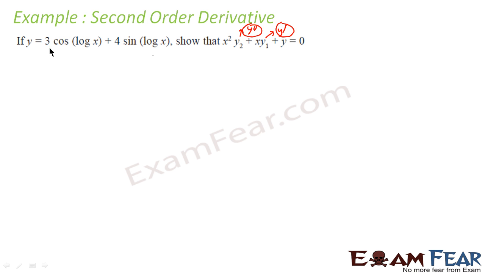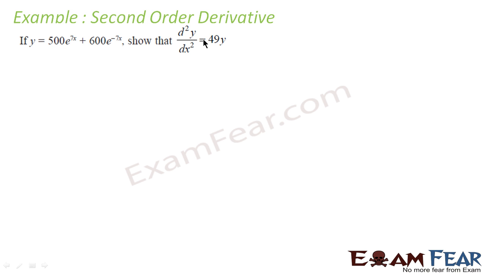3 cos log x plus 4 sin log x. We have done for such kind of equation. We found y double dash. You find y dash, you find y double dash, and then put in this equation, and you see that comes out to be 0. Let's take one more example.